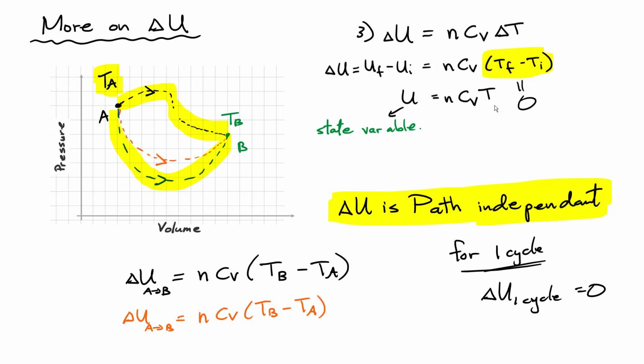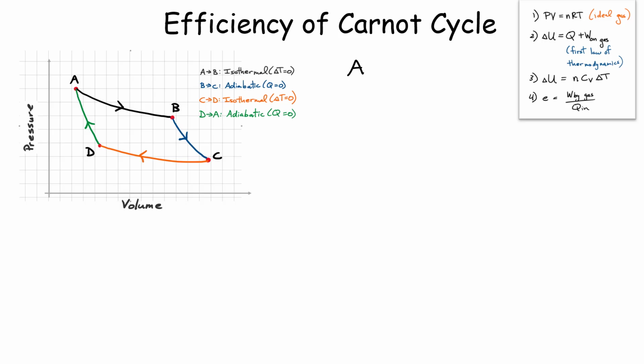Now let's go back to our Carnot cycle. We're going to consider first the process going from point A to point B on this Carnot cycle. So this is, by definition, an isothermal process. Isothermal process means that the temperature is constant over here. The temperature everywhere on this process, I'm going to call it TH because it's just one number. TH stands for hot.